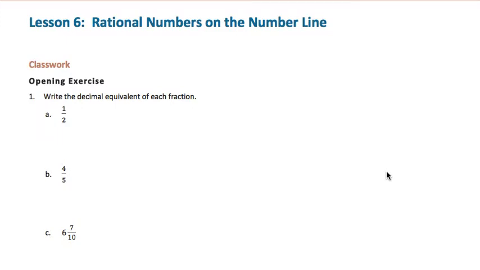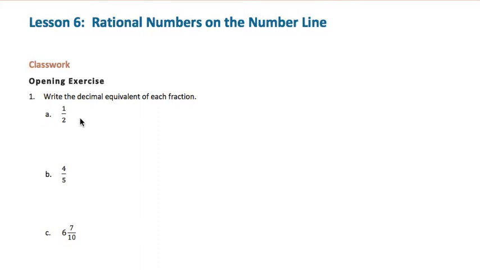In Module 3, Lesson 6, we're going to look at rational numbers on the number line. So to start off, we want to make sure that we can convert fractions to decimals and decimals back to fractions. In the opening exercise, we're going to start with fractions to decimals. And our first fraction is 1/2.